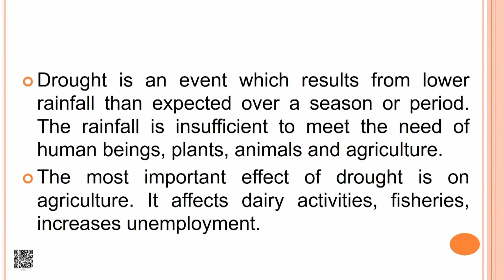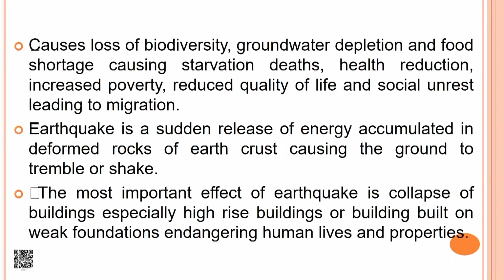Drought is an event which results from lower rainfall than expected over a season or period. The rainfall is insufficient to meet the needs of human beings, plants, animals and agriculture. The most important effect of drought is on agriculture. It also affects dairy activities and fisheries, increases unemployment, and causes loss of biodiversity, groundwater depletion and food shortage causing starvation deaths, health reduction, increased poverty, reduced quality of life and social unrest, leading to migration.